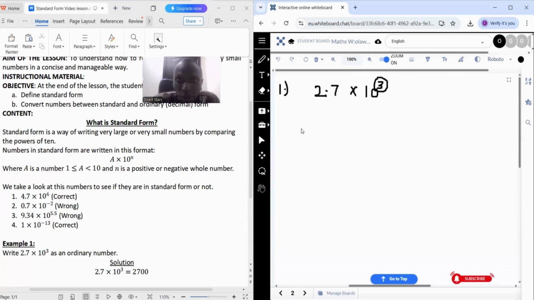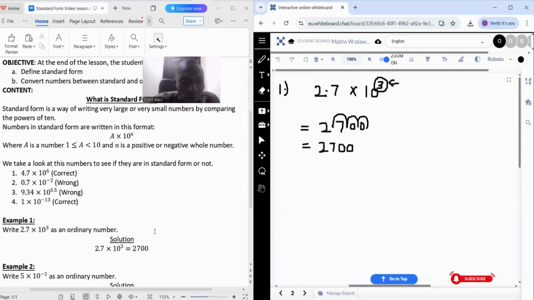So now we have 2.7, meaning that we are moving the decimal point to the right based on the number that we have in our hand, which is 3. So we're moving it 3 places. We have 1, we have 2, we have 3. So we're going to have this now to be 2,700. So 2.7 times 10 raised to the power 3 in standard form, in ordinary form, is 2,700.